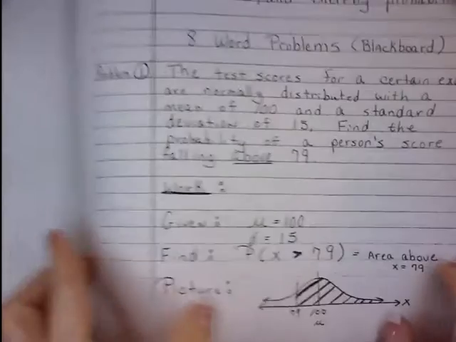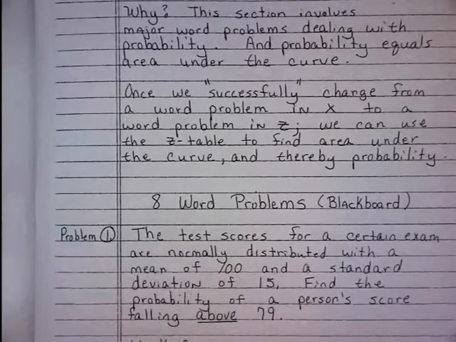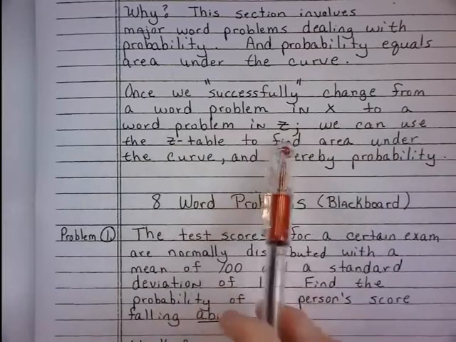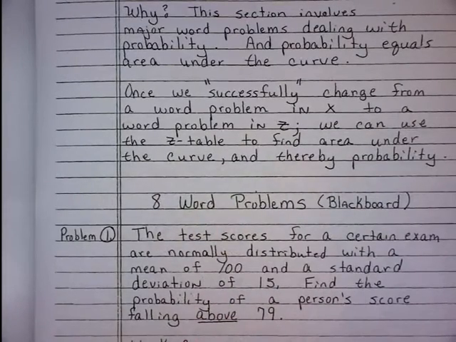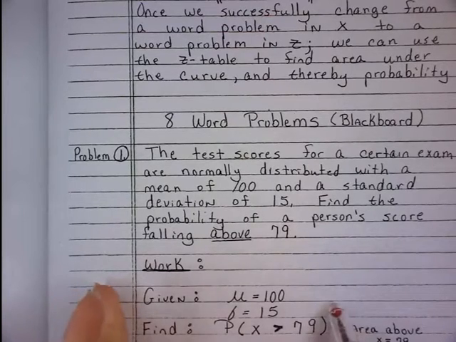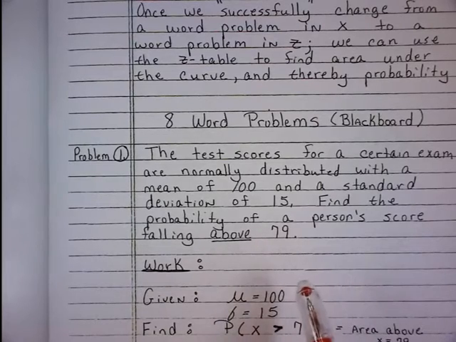So that's the first page. The second page: this section involves major word problems dealing with probability, and probability equals area under the curve. Once we successfully change from a word problem in x to a word problem in z, we can use the z-table to find area under the curve and thereby probability. So the word problems are going to begin, problem number 1. Again, as you read through these on your own, you will see that these pertain to the one-page z-table. I'm going to show you how to work the majority of these problems using the 2-page z-table. So I will remove these lecture notes.